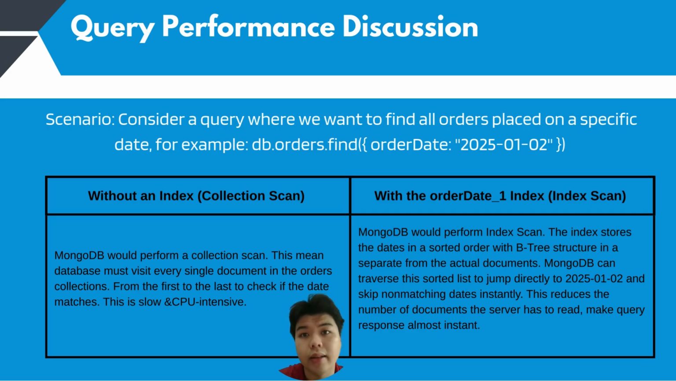And with our order date index, MongoDB performed an index scan instead. It used a B-tree structure to jump directly to the specific date, like 2025 January 2, and skip everything else. This reduced the workload from scanning thousands of documents to just a few, making the response time almost instant.